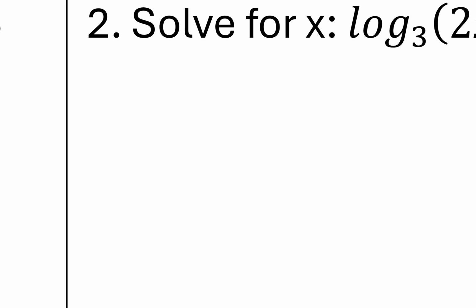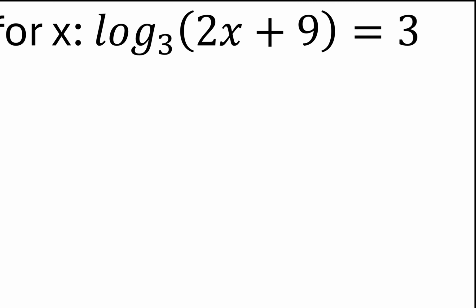Moving on to question number 2. For question 2, we have to solve for log base 3 of 2x plus 9 equals 3. My first step is to isolate for the logarithm. In this case scenario, there is nothing next to the logarithm. It's already isolated by itself, so we can convert this to the exponential form. Hence, I have 3 to the power of 3 is equal to 2x plus 9.